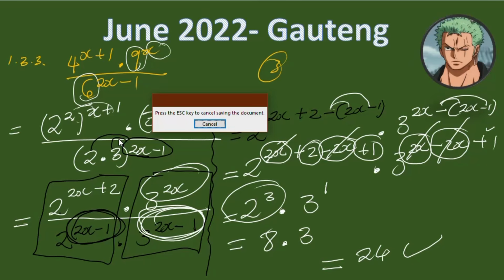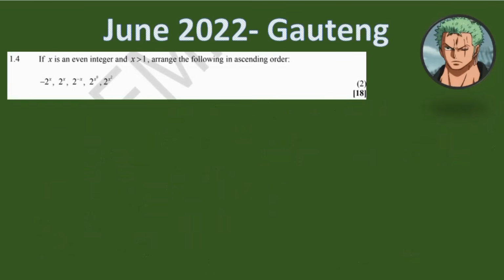Now, lastly, here's a level 4 question. How would you approach a question like this one? So here's what you'll do, right? I'm going to write these things as they appear.